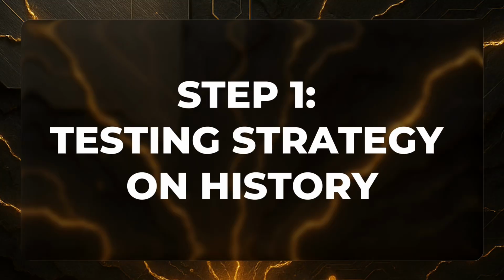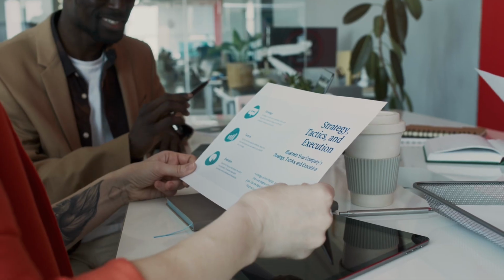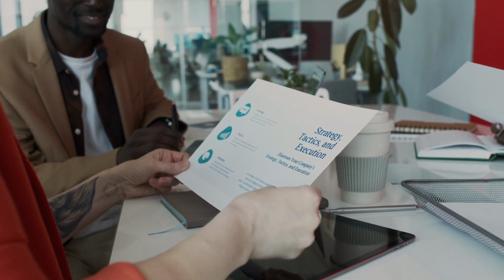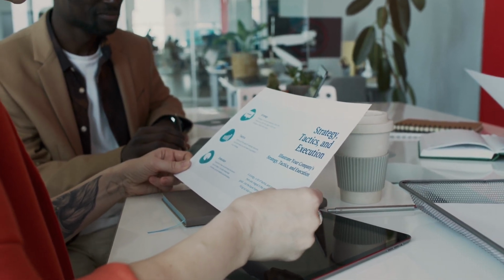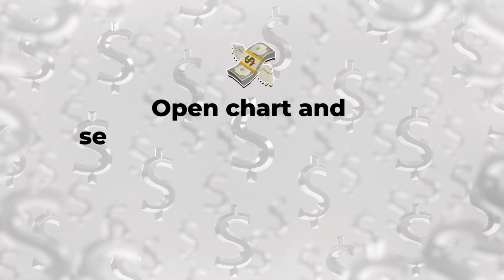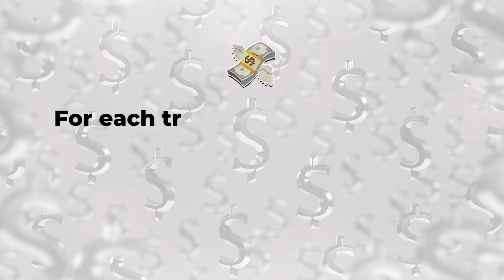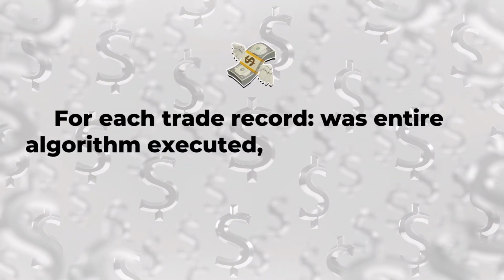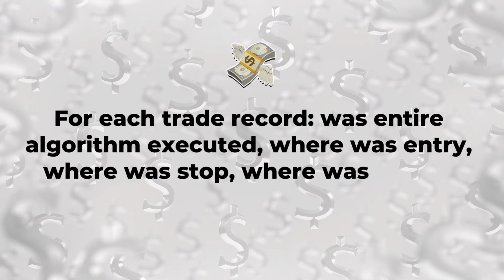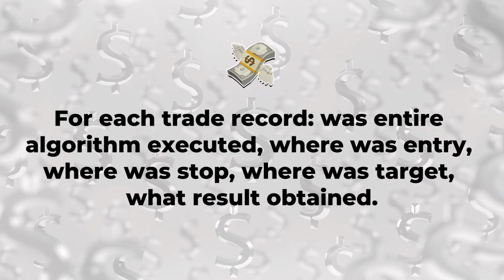Step 1. Testing strategy on history. Before moving to real trading, the strategy must be checked. The simplest way is a manual test on history. Open the chart and sequentially find a minimum of 20 to 30 situations that match your setup. For each trade, record: was the entire algorithm executed? Where was entry? Where was stop? Where was target? What result was obtained?